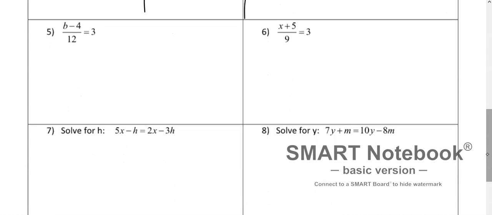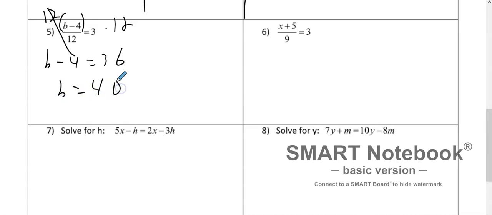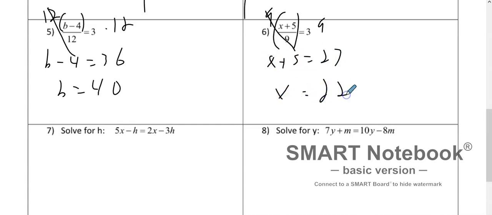All right. Here, I've got to get rid of that 12 first because the entire quantity is being divided by 12. So I need to multiply both sides by 12. That's going to give me b minus 4 equals 36. Then when I add 4, I simply get 40. Same thing here. I got to get rid of that 9 first. Leave the 5 alone. X plus 5 equals 27. Then when I subtract, I get 22.